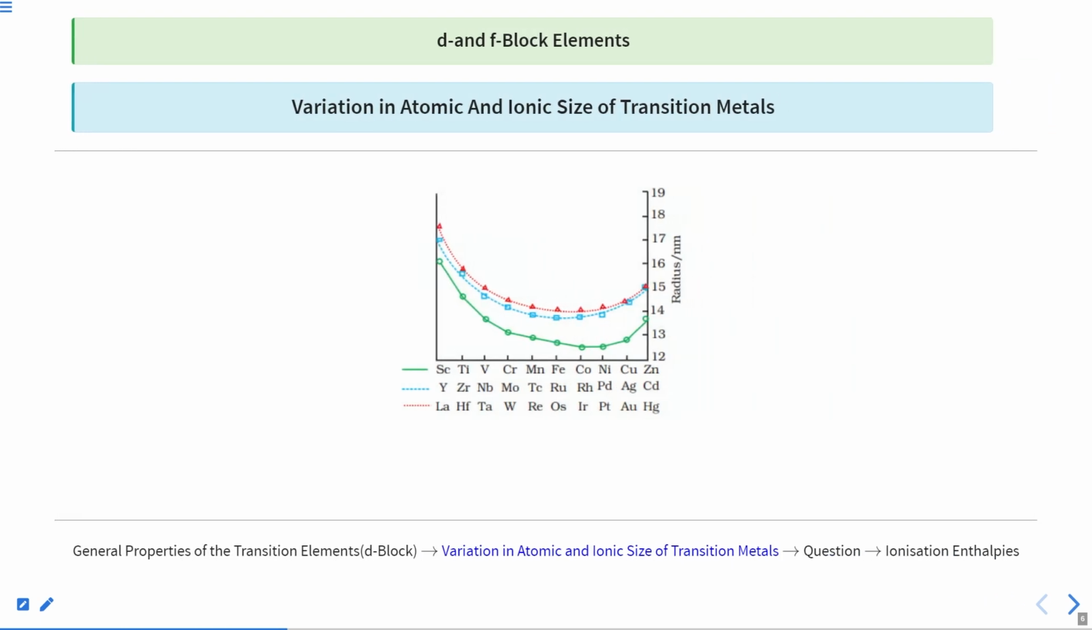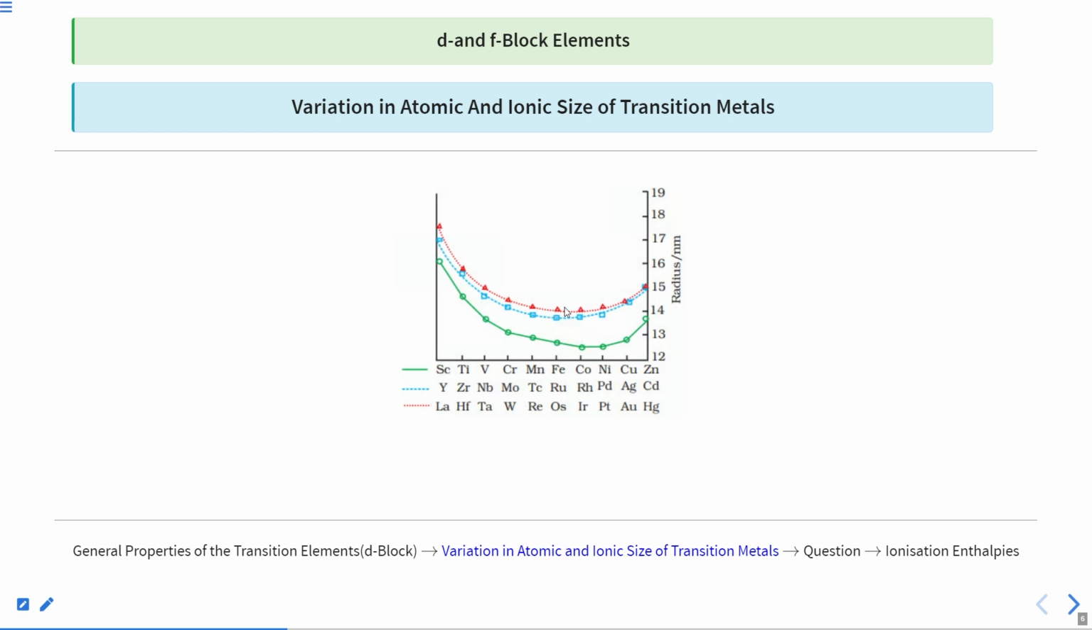Okay, this is the variation of atomic size and ionic size. So we are talking about the atomic size. If you see the 3d transition elements, or you can say the first series, this is the line. The green line is for the first series, the blue line is for the second series, and the red line is for the third series. Clear? Now, one thing to notice here is that the difference between the corresponding atomic radii is greater for the case of first and second, but it is smaller for the case of second and third. So this trend is important.